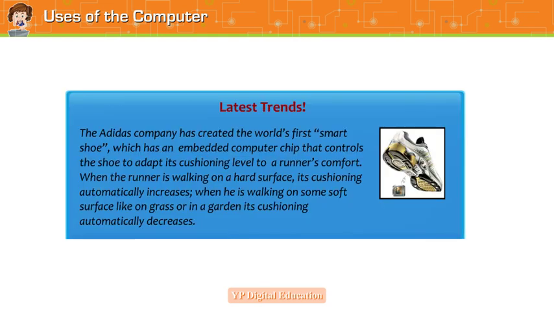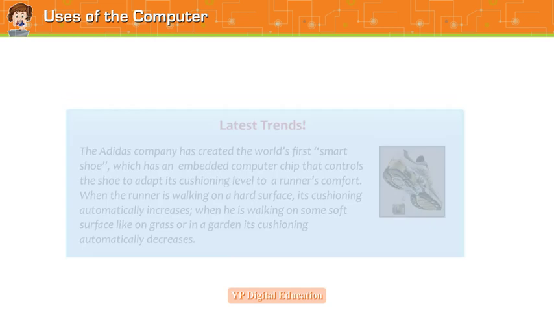Latest trends. The Adidas company has created the world's first smart shoe, which has an embedded computer chip that controls the shoe to adapt its cushioning level to a runner's comfort. When the runner is walking on a hard surface, its cushioning automatically increases. When he's walking on some soft surface like on grass or in a garden, its cushioning automatically decreases.